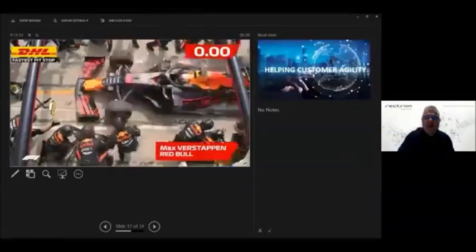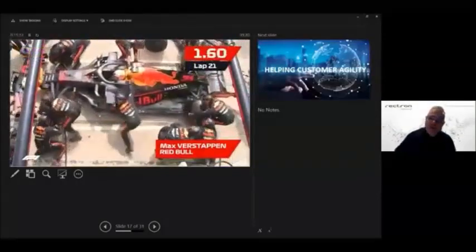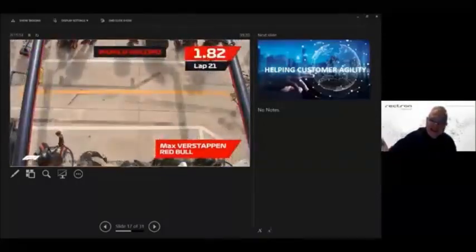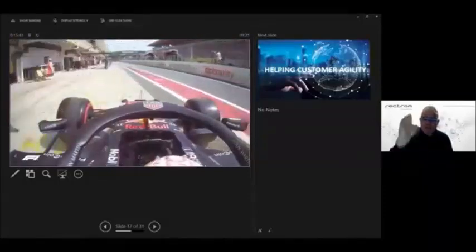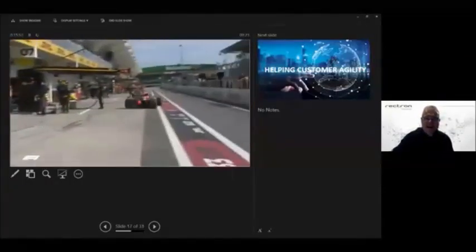When you have a Formula One car coming in there, and within a space of under 2 seconds, 1.82 seconds, you've changed the tires, you've added fuel, you've equipped this car to do a lot better, and off the car goes back into the race. 1.82 seconds, that's the world record. And this is what I'm talking about, collaboration and agility.